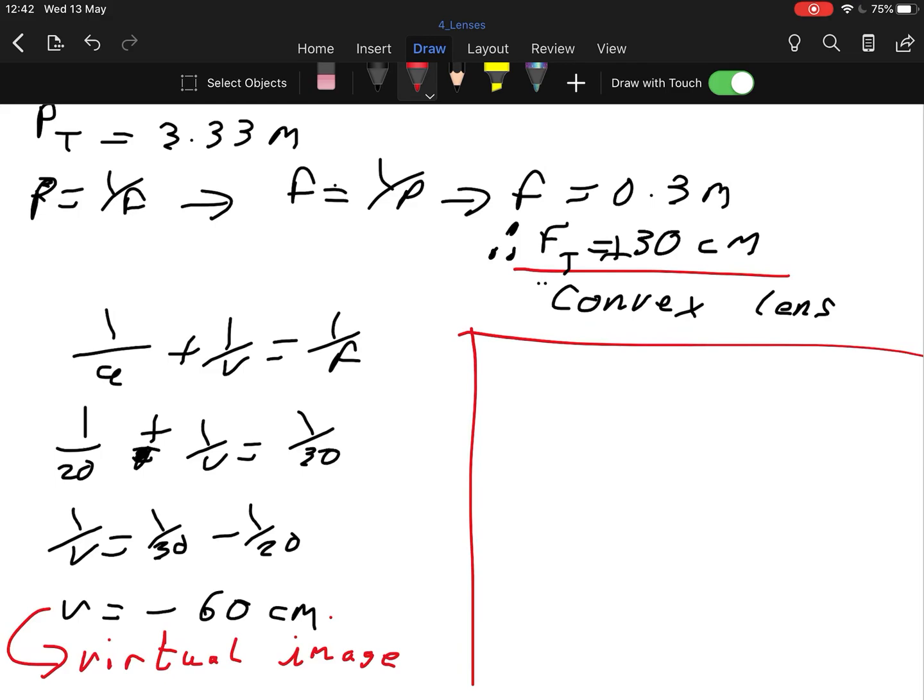That's the first thing we found out. It's minus 60 centimeters. It's on the same side as the object, and it's a virtual image.